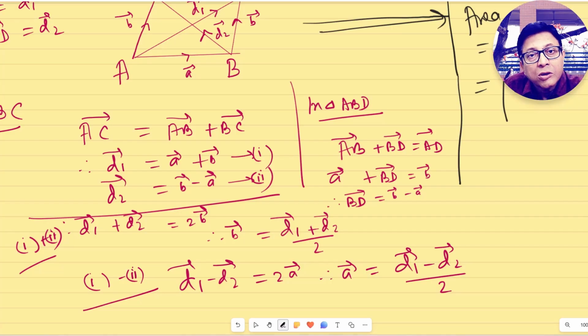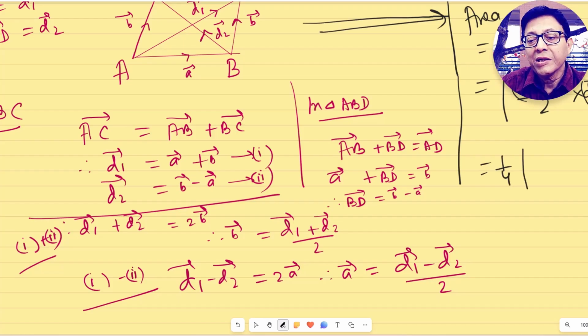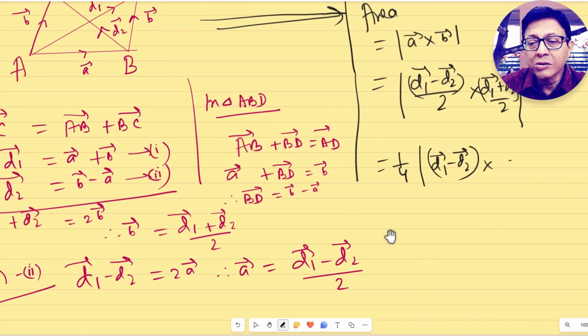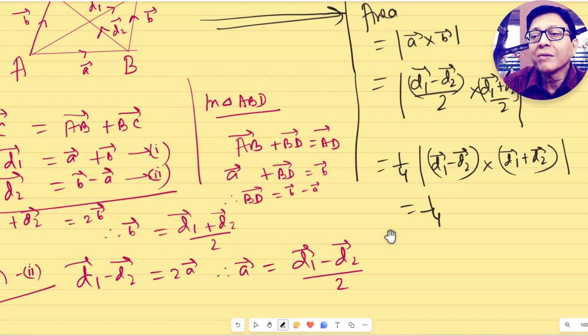Okay? So you got the length of two sides. Now we are going to find the area of the triangle in terms of d1 and d2. I am writing here: this area equals mod of A cross B. A and B both are found out. What are those? A vector is (d1 minus d2) by 2 and B is (d1 plus d2) by 2.